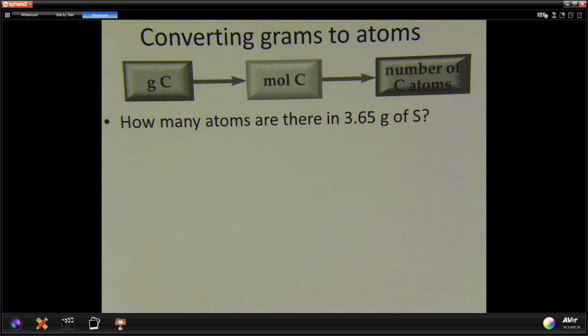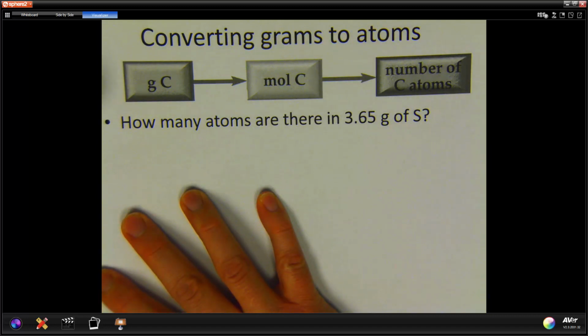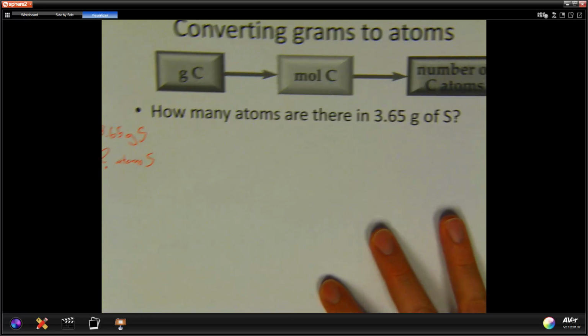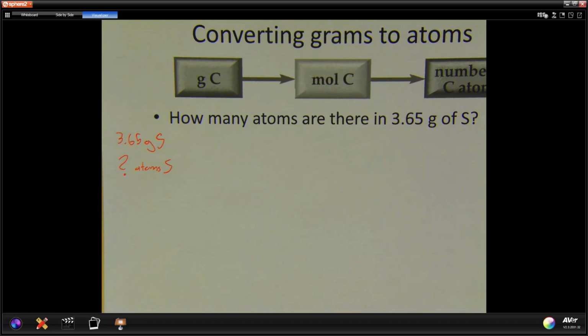Okay, our question: how many atoms are there in 3.65 grams of sulfur? There is one number in the question, so let's go ahead and write that down. We have 3.65 grams of sulfur, and I'm going to write question mark atoms of sulfur, which is what we are looking for. Let me move this over so you can see it. We are given just that one number.